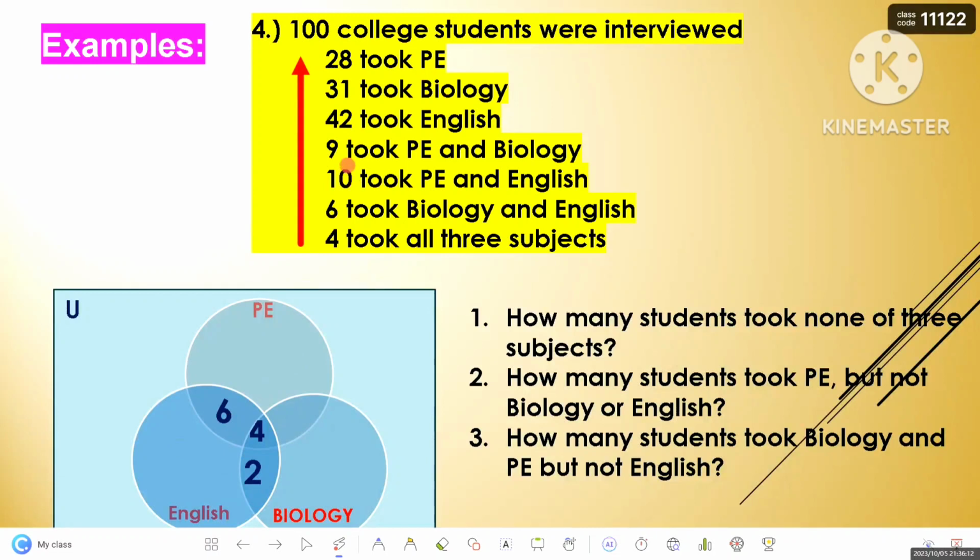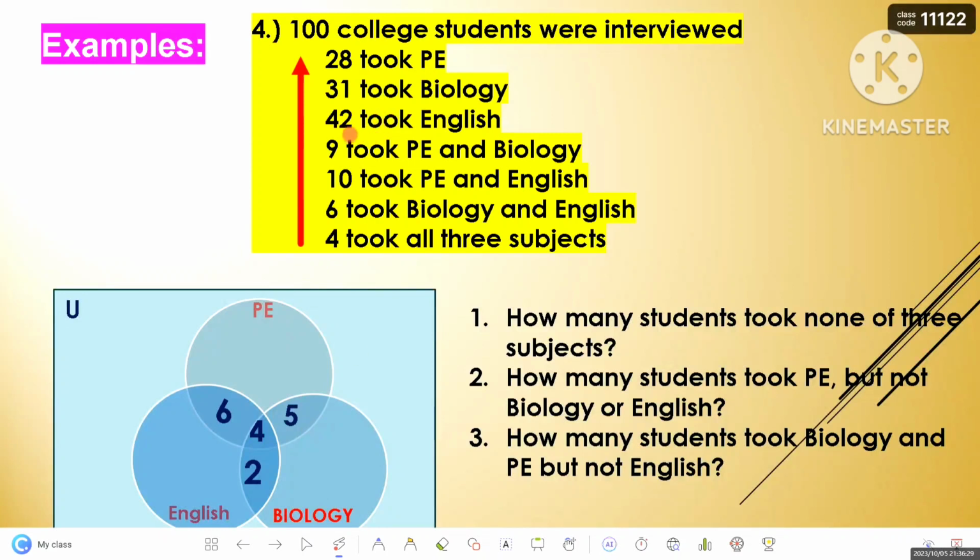That's correct. Next is 9 students took PE and biology. So, PE at biology, 9 daw. May 4 na tayo. Ilan yung natitira? That's correct. 5 because 4 plus 5 is 9.